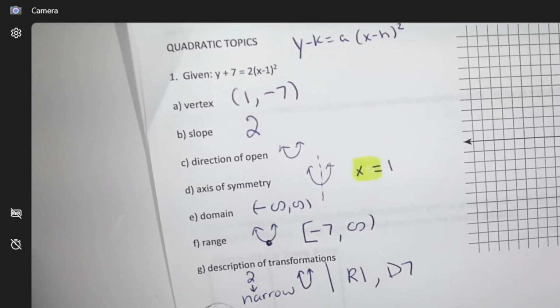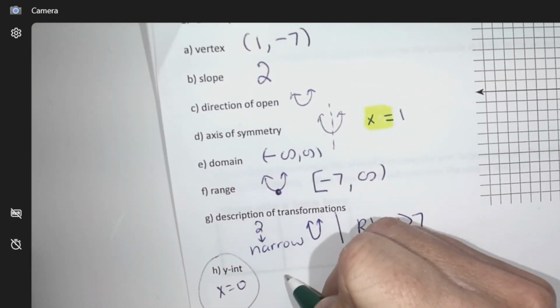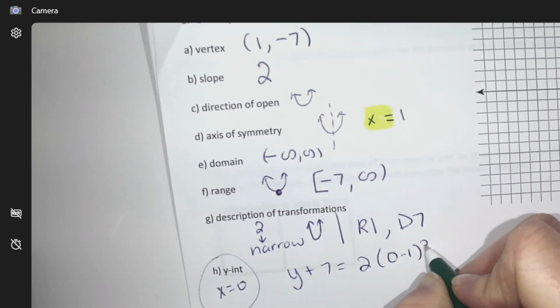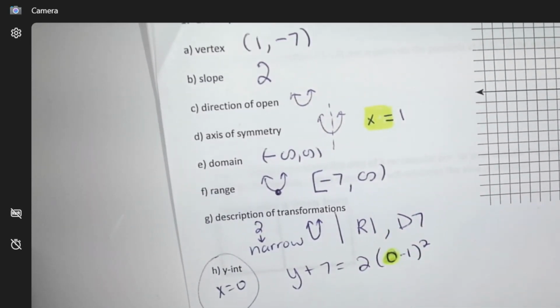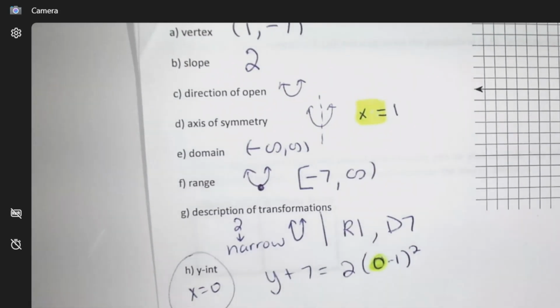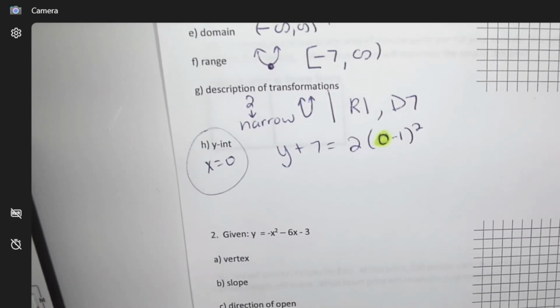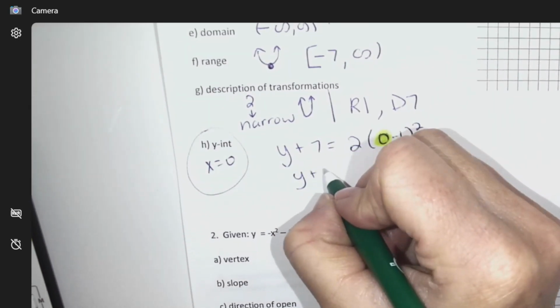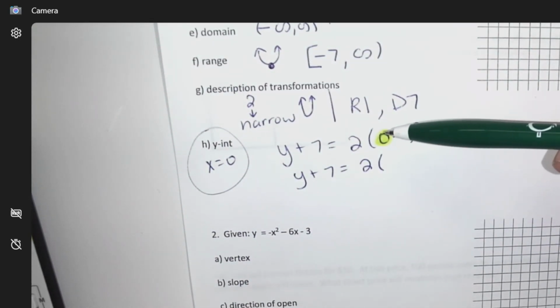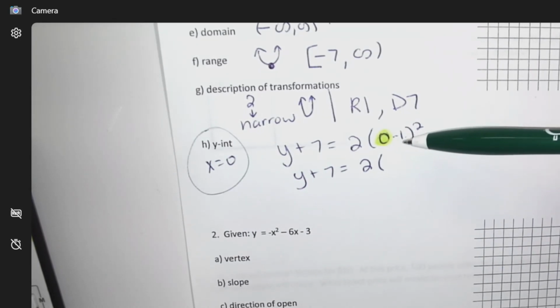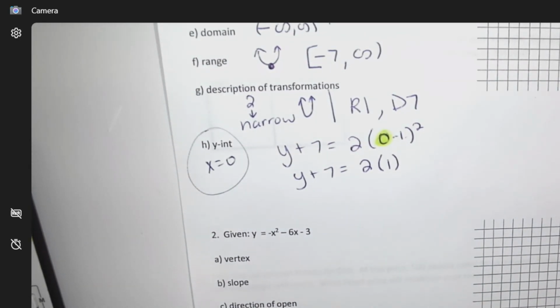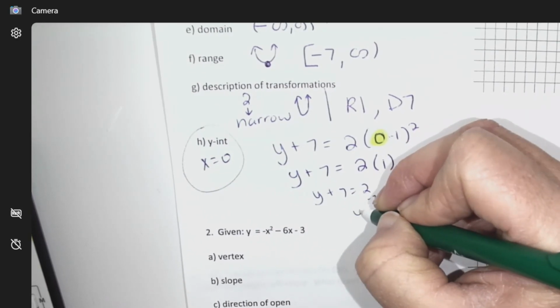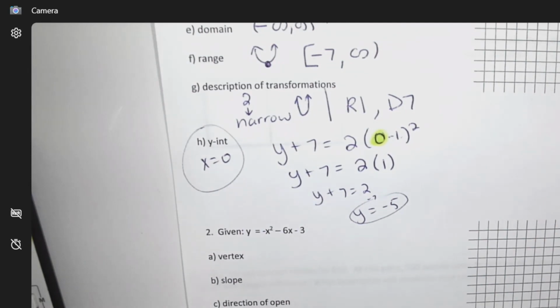What's the definition of a y-intercept? Where x is 0. So that's what I did. Now I have to do BEDMAS, solve. So y plus 7 equals 2 times, okay, well 0 subtract 1 is -1, squared is +1. So the y-intercept is at -5.